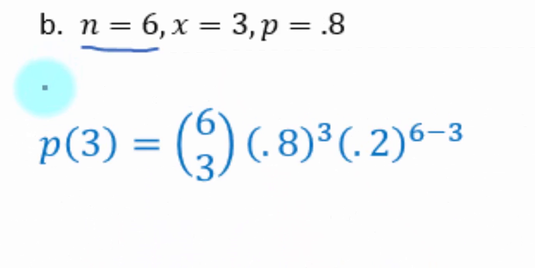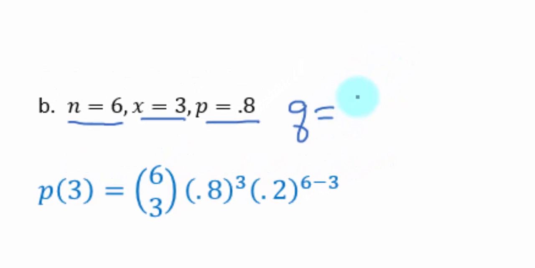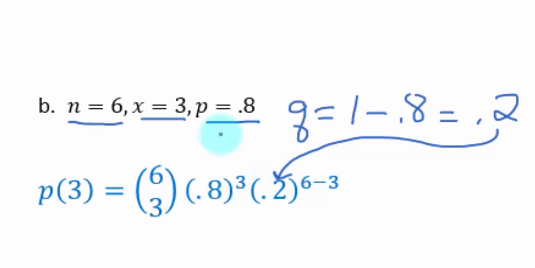Let's try another. In B, n equals 6 means there are 6 trials. X equal to 3 means we're looking for 3 successes out of the 6 trials. P-value of 0.8 means our probability of success is 0.8. So to calculate Q, that would be 1 minus the p-value of 0.8. So Q is worth 0.2. So you can see that 0.2 is going to be substituted. P-value is substituted. And n is our number of trials, so that's our 6, and x value of 3.